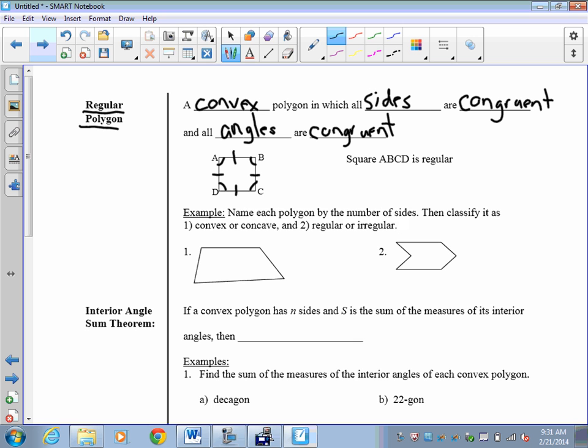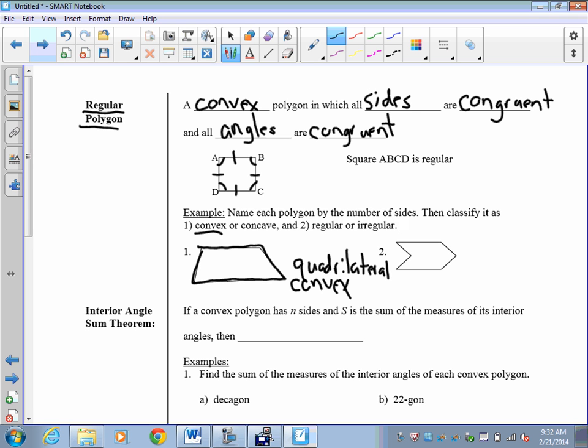So we're asked to name each polygon by the number of sides and classify it as convex or concave and regular or irregular. So we count the sides. We have 1, 2, 3, 4. So this is a quadrilateral. It is convex.